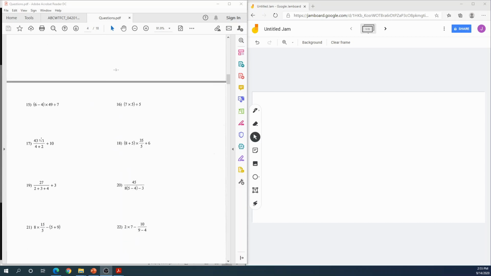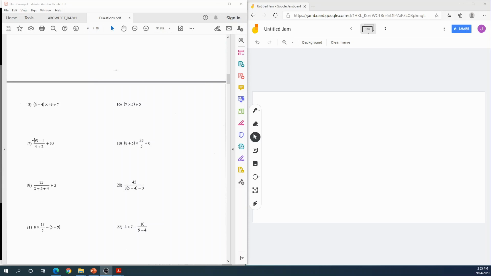All right, let's jump down to problem number 17. So 17 is 43 minus 1 divided by 4 plus 2 plus 10. Now when we look at this, it might be a little bit confusing because you're supposed to do parentheses first, then exponents, then multiplication and division. But we have 43 minus 1 divided by 4 plus 2. You're supposed to do your division first, but how do you really do your division first? So let's write this out so it's a little bit more clear for us to understand.